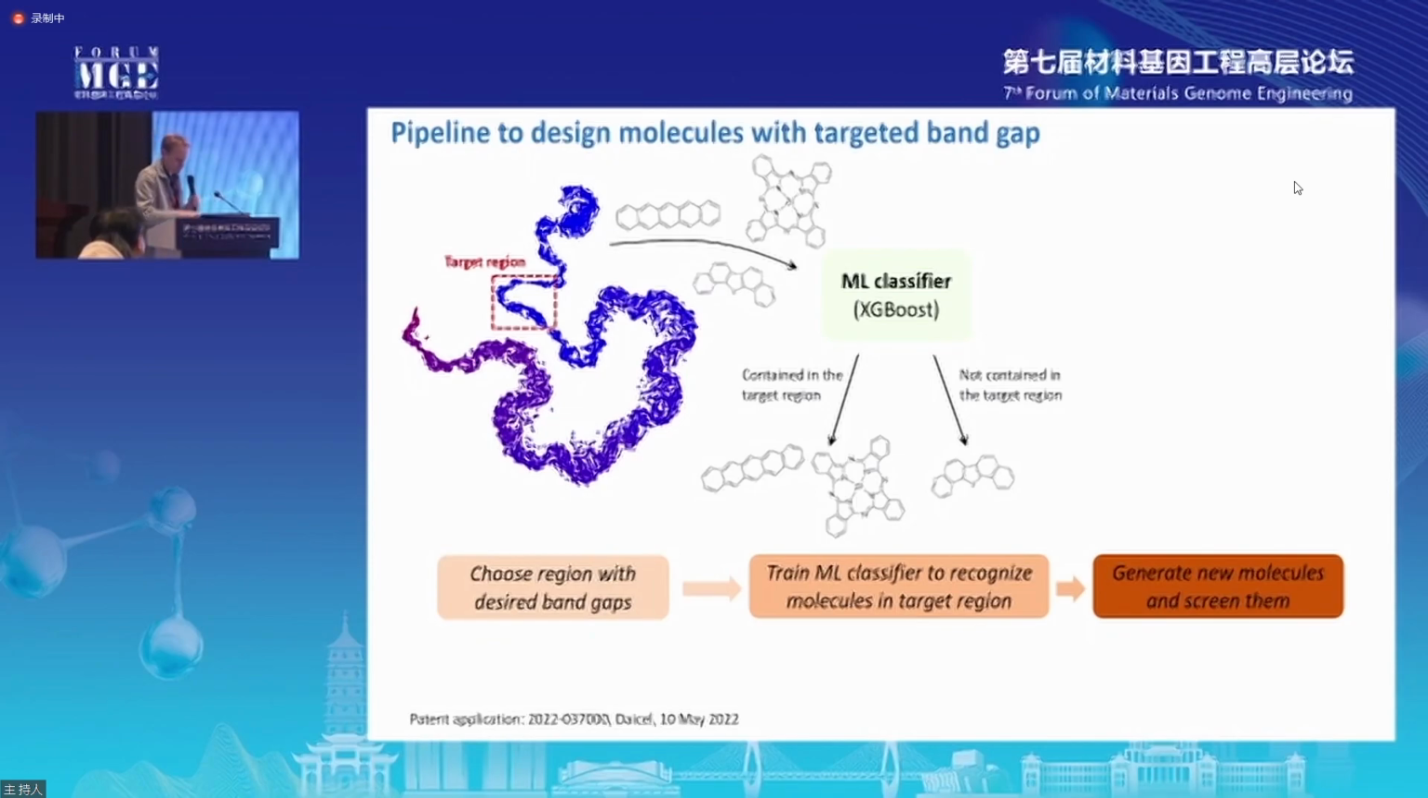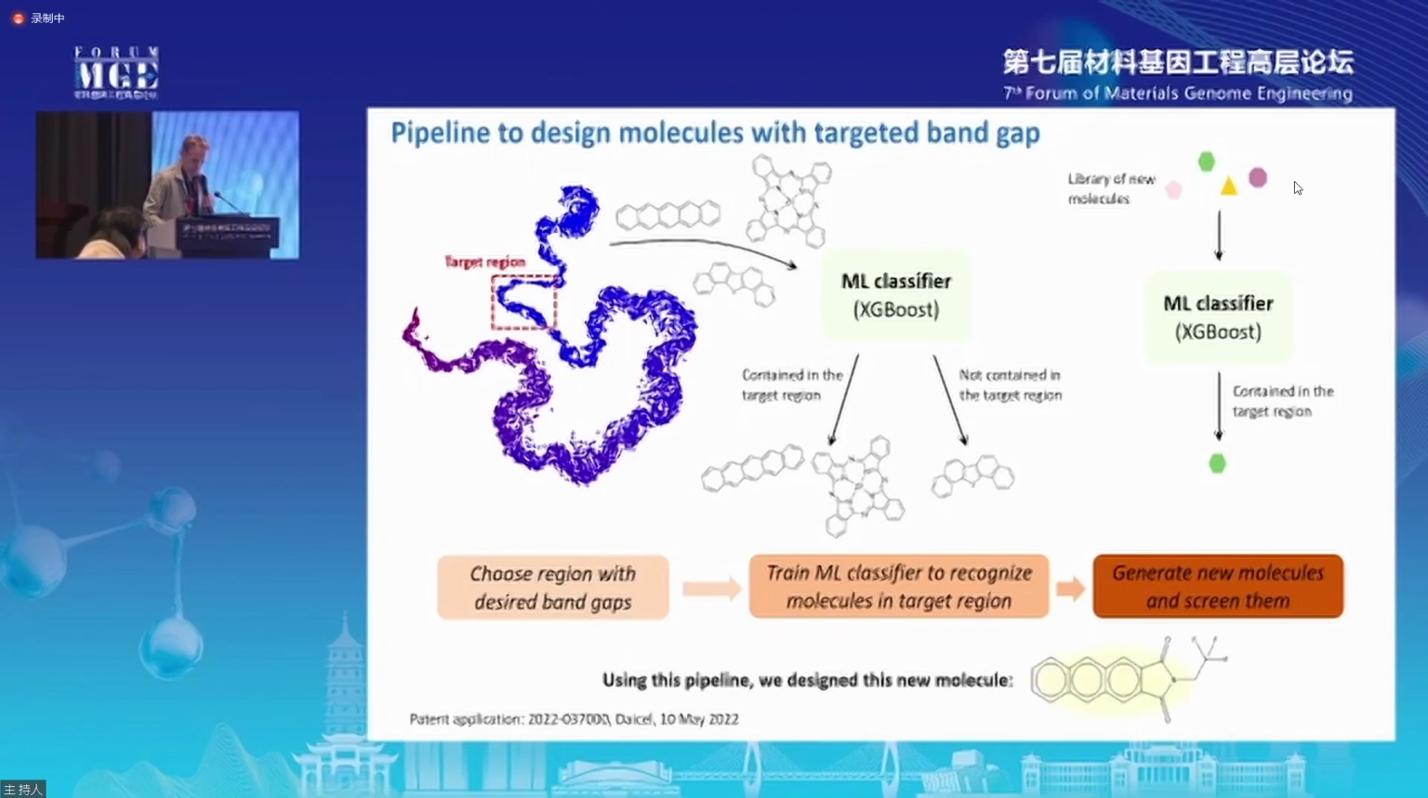This is quite easy to do. And once you've got this, you can just generate a big virtual library of molecules, put them through this classifier, and you can find the ones that are predicted to be contained in this target region. And upon doing that, we could design this compound down the bottom here. Very simple compound. Surprisingly, it's never been made. We looked very, very carefully.